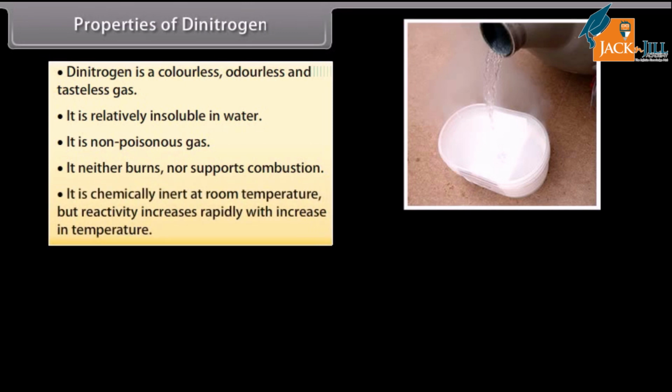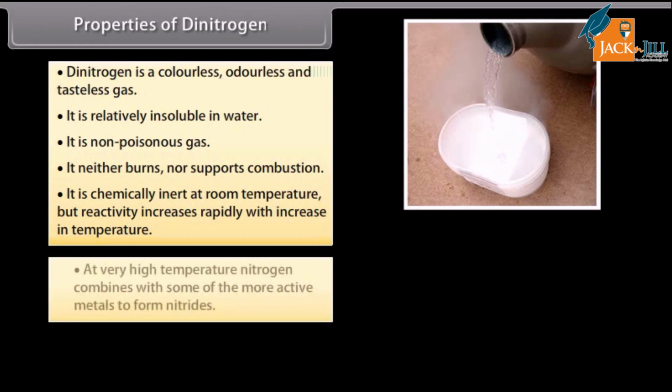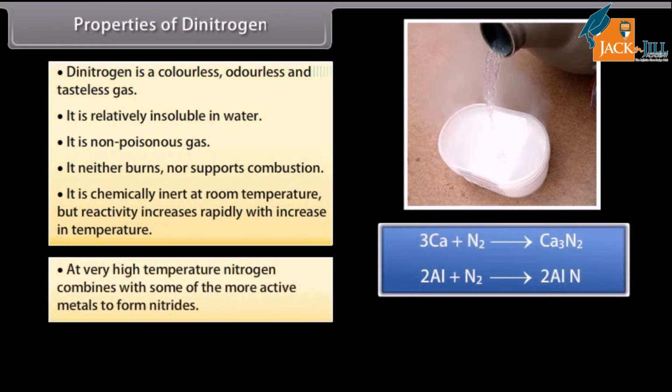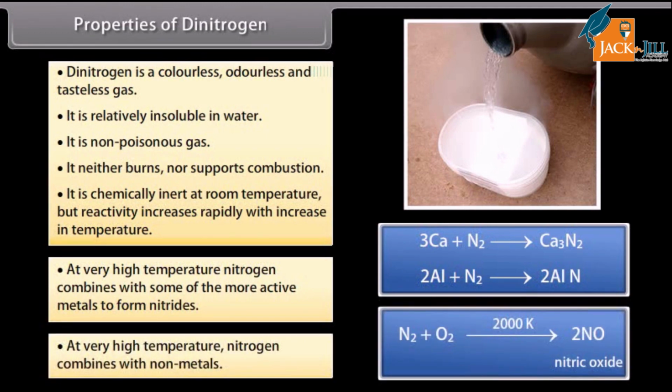It is chemically inert at room temperature, but its reactivity increases rapidly with an increase in temperature. At very high temperatures, nitrogen combines with some of the more active metals to form nitrides. At very high temperatures, nitrogen combines with nonmetals.